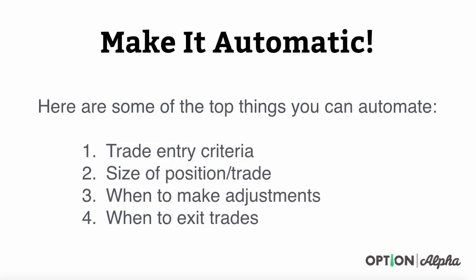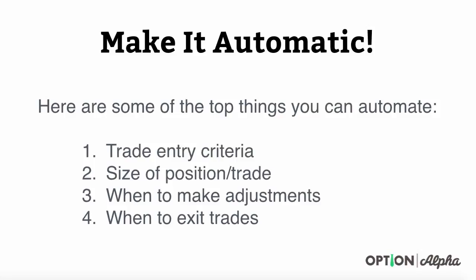You can also automate the size of your position or your trade, so how much money you're allocating to each individual trade that you're making. Again, we have a guide inside of the membership area at optionalpha.com that helps you with understanding what position size you should be using based on how much money you have available in your account.